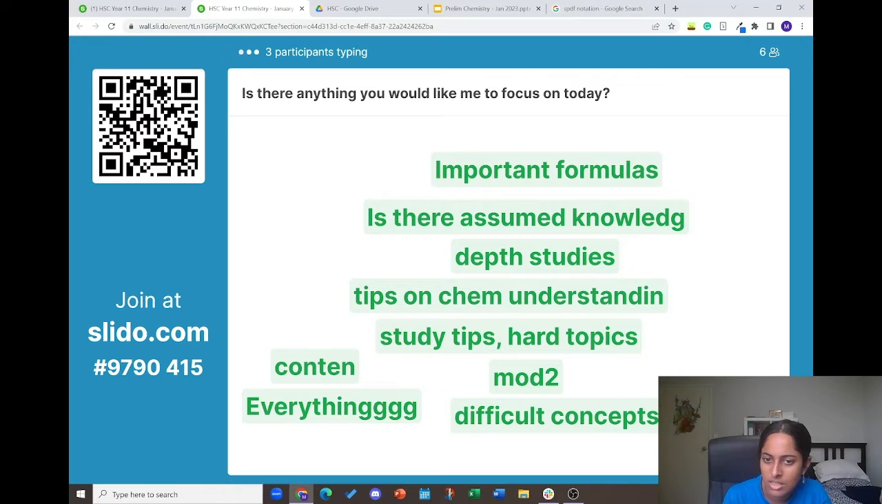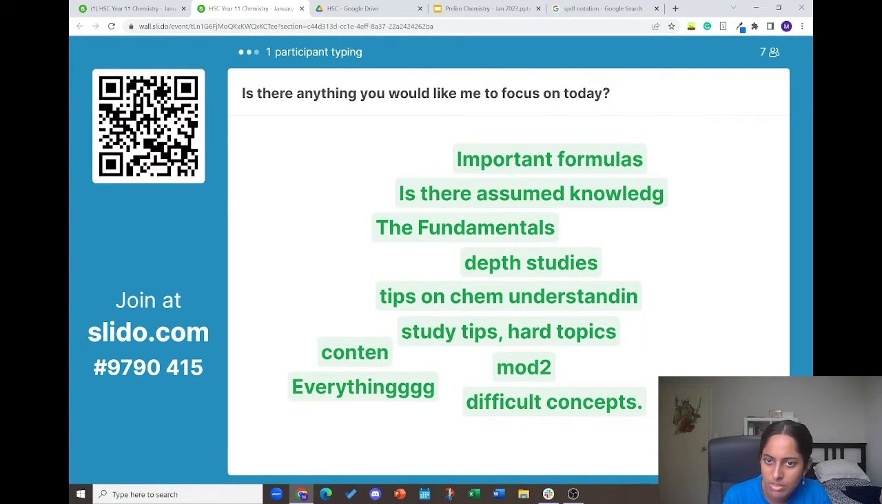Tips on understanding chem, important formulas, fundamentals. So today is pretty much just the fundamentals, which is module one. Module one really sets the, I guess, first layer for understanding chemistry.